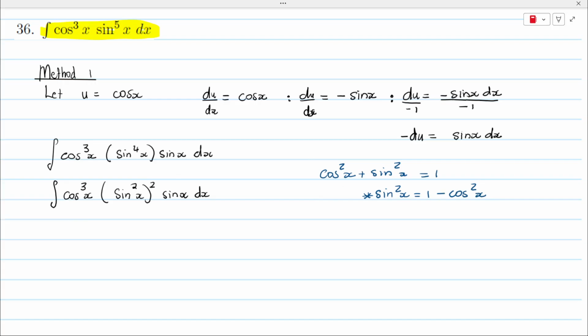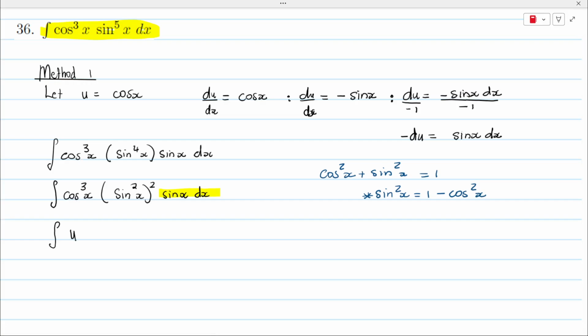Okay, so in this equation, I have already identified that my sine x dx, which is this expression here, is the same as negative du. So if I remove sine x dx, I can substitute it as negative du. So now this goes on to be, I want to express every expression here in terms of u.